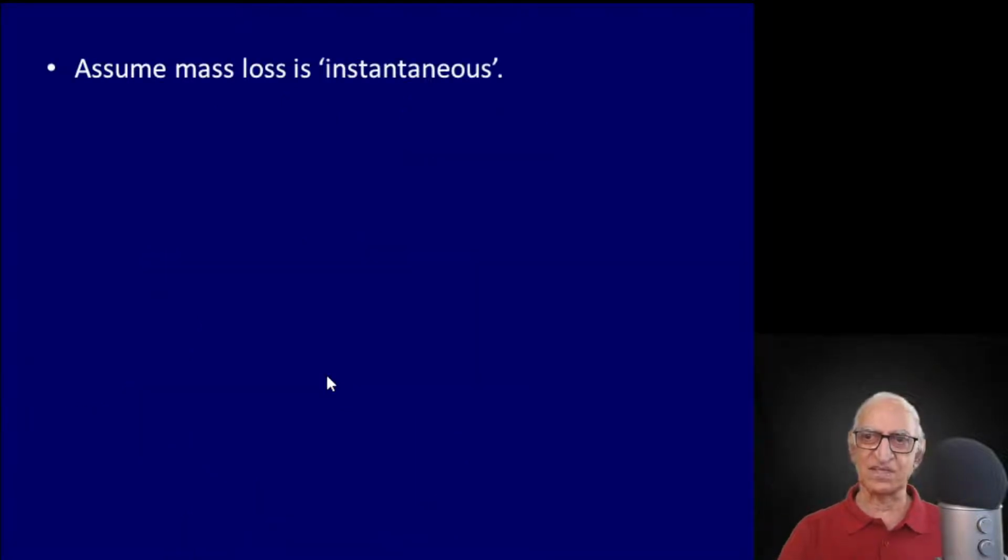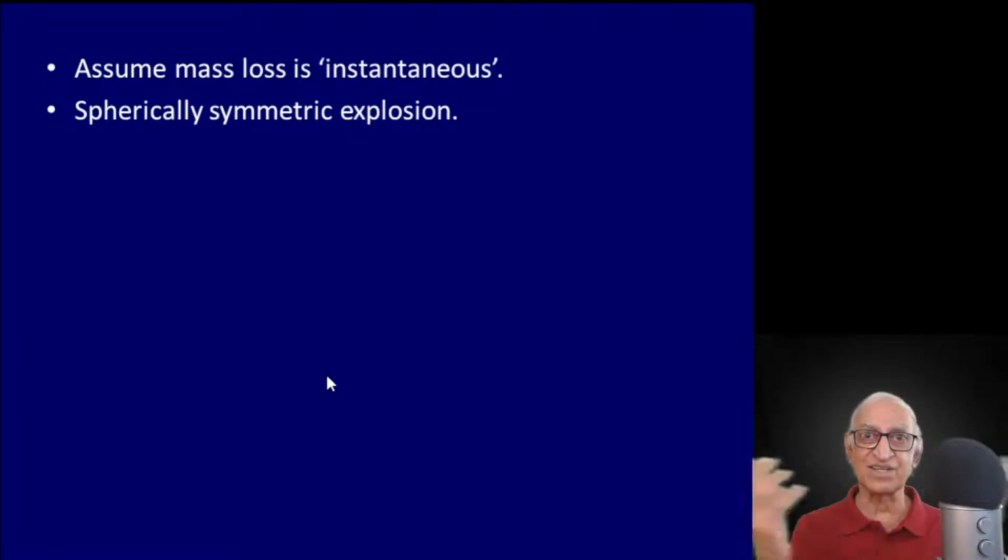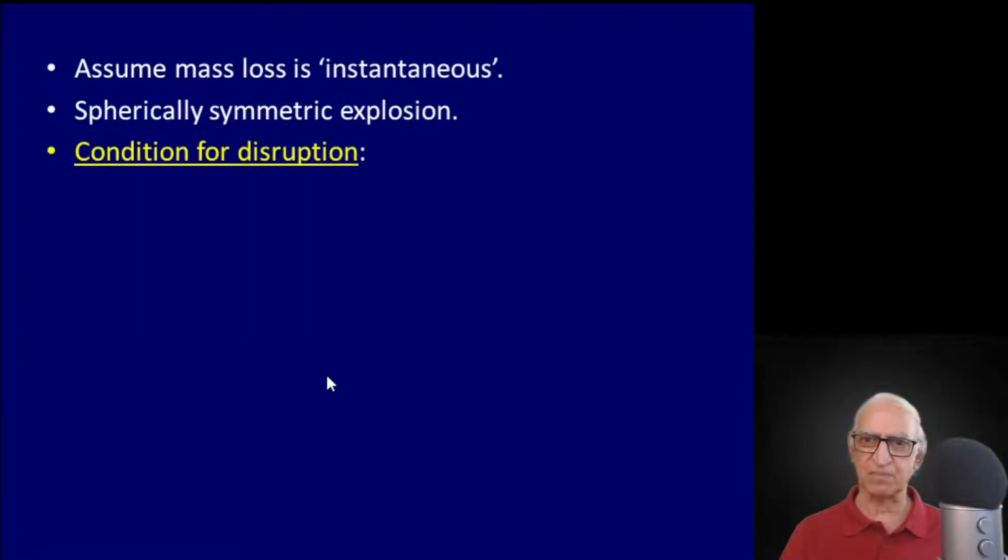Now, how do we answer that? So here is a simple problem for you, and I strongly recommend that you do this problem. It's a very simple pre-university level problem. Let us assume the mass loss is instantaneous. In other words, the supernova explosion is more or less instantaneous. Let's also assume that it is spherically symmetric, namely no angular momentum is lost from the system. A real explosion may or may not be spherically symmetric, but you make this assumption. Now I want you to prove the following condition for the disruption of the binary.